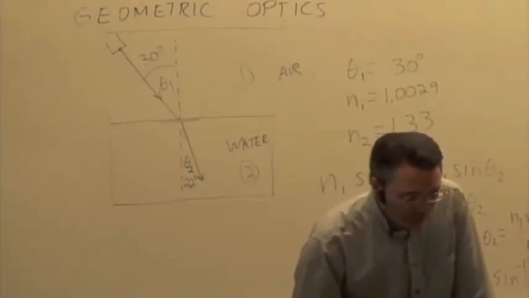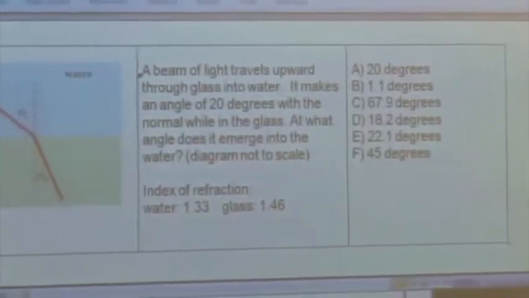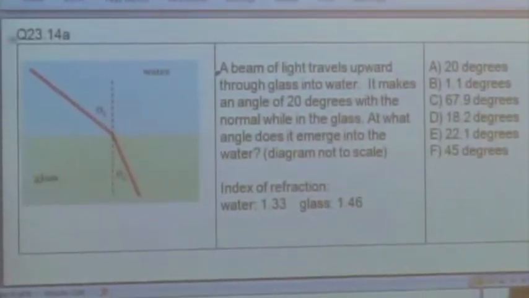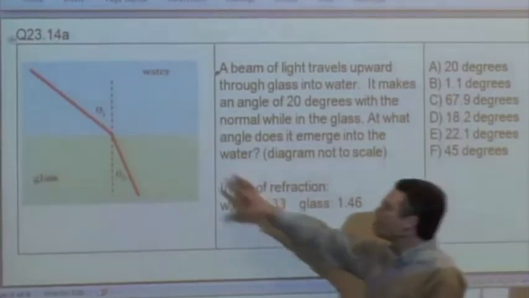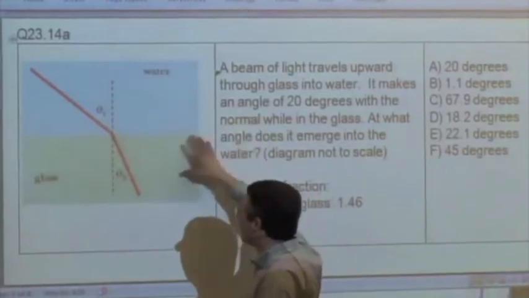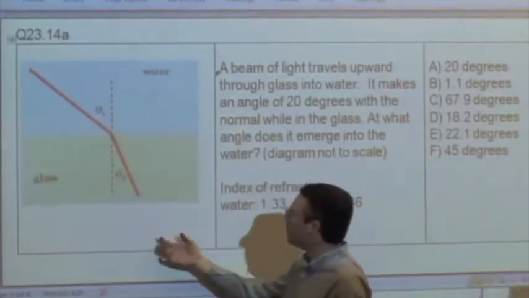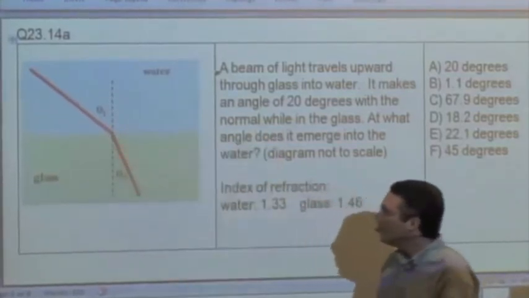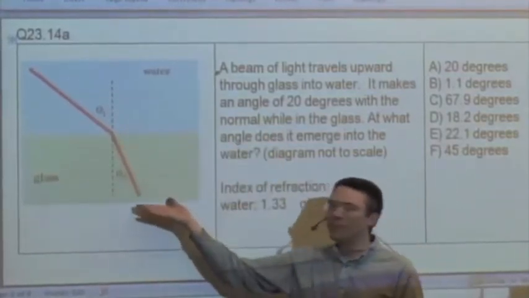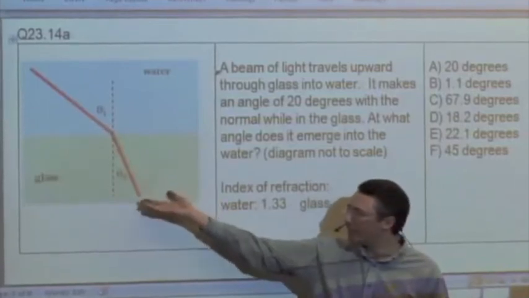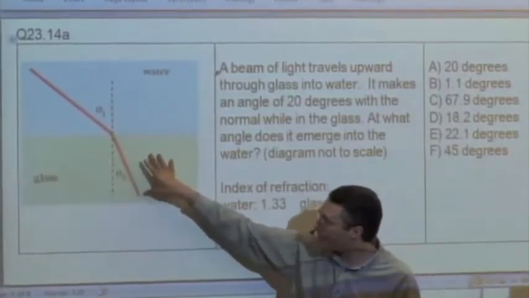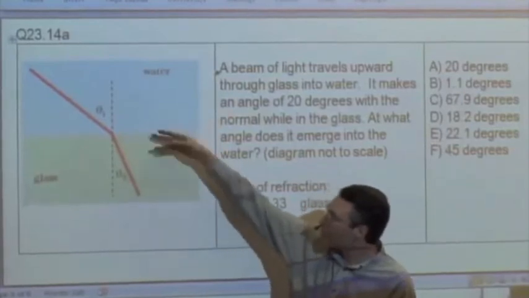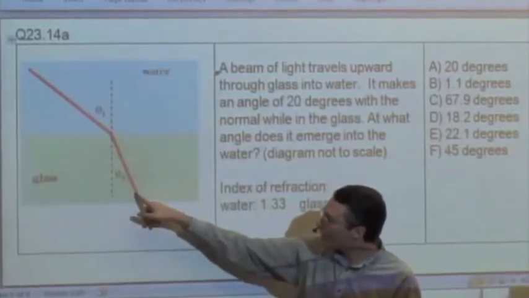What about this? Let's say we have a beam of light traveling upward through glass into water. Now you might say, well, how in the world can that happen? Well, maybe you have some glass container, and you have a light down here, and you're shining light up into the glass, and then it goes into the water that it's containing. Or maybe like a light at the bottom of a pool. If you have a light that's enclosed in a glass fixture, and it's shining upward into a pool of water, it starts down here, and it's going up here.